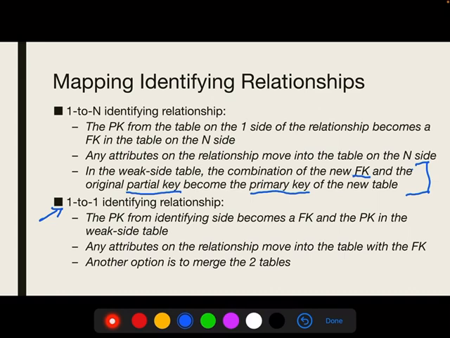And always in a one-to-one relationship situation, you can put the two tables together because, of course, there's only one of each of them. So if they're small, you can just combine them together.